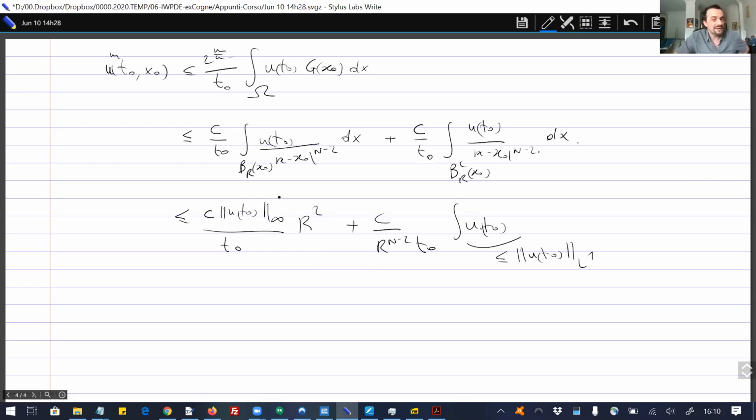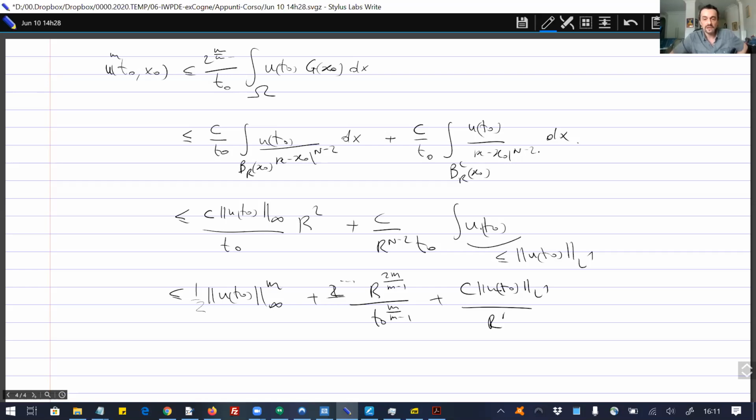You have to make an extra step indeed, no? You have to kill this term. How do you kill this term? Well, just by Young inequality. You put epsilon times the L infinity norm of u of t0 to the power m plus one, well, epsilon is a bit too much. Oops. One half is enough. And here you get a 2 to some power, and then you get R to the dual of this, which is 2m divided by m minus 1, divided by t0 to the m over m minus 1. Then here you also have a constant times the L1 norm of u of t0 divided by R to the n minus 2, optimize in R, and you get it.